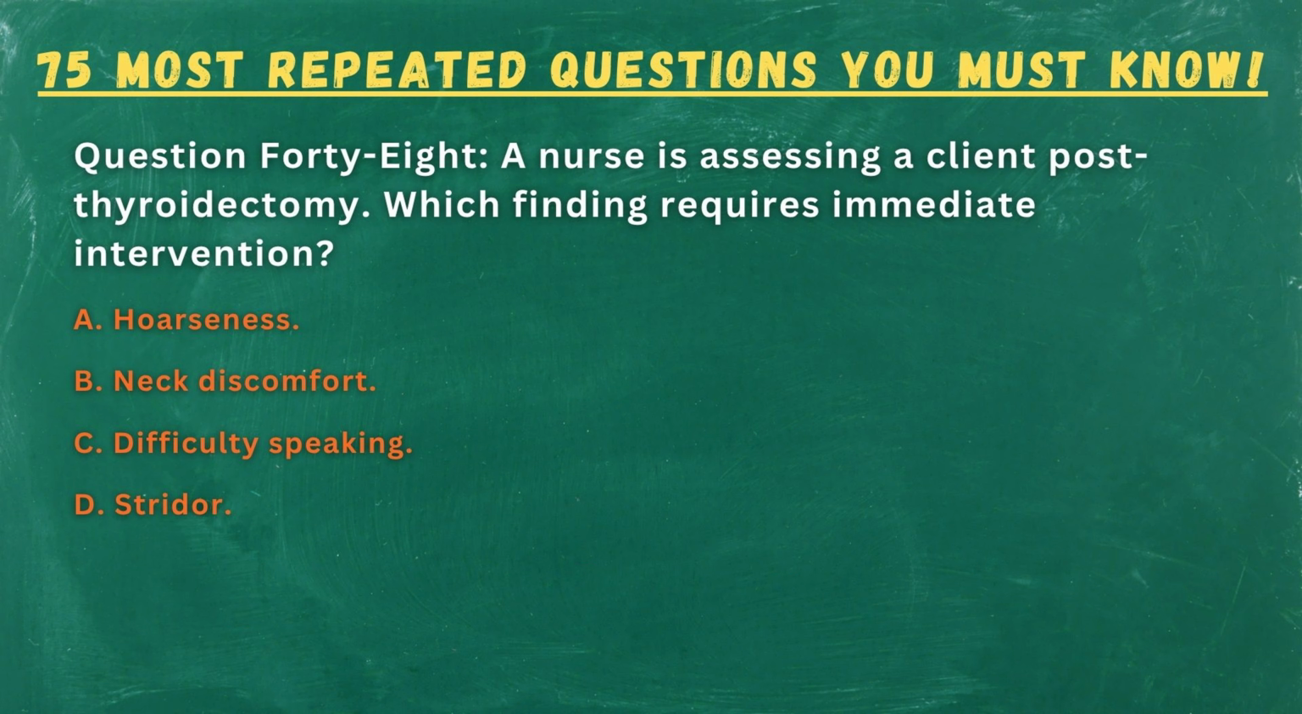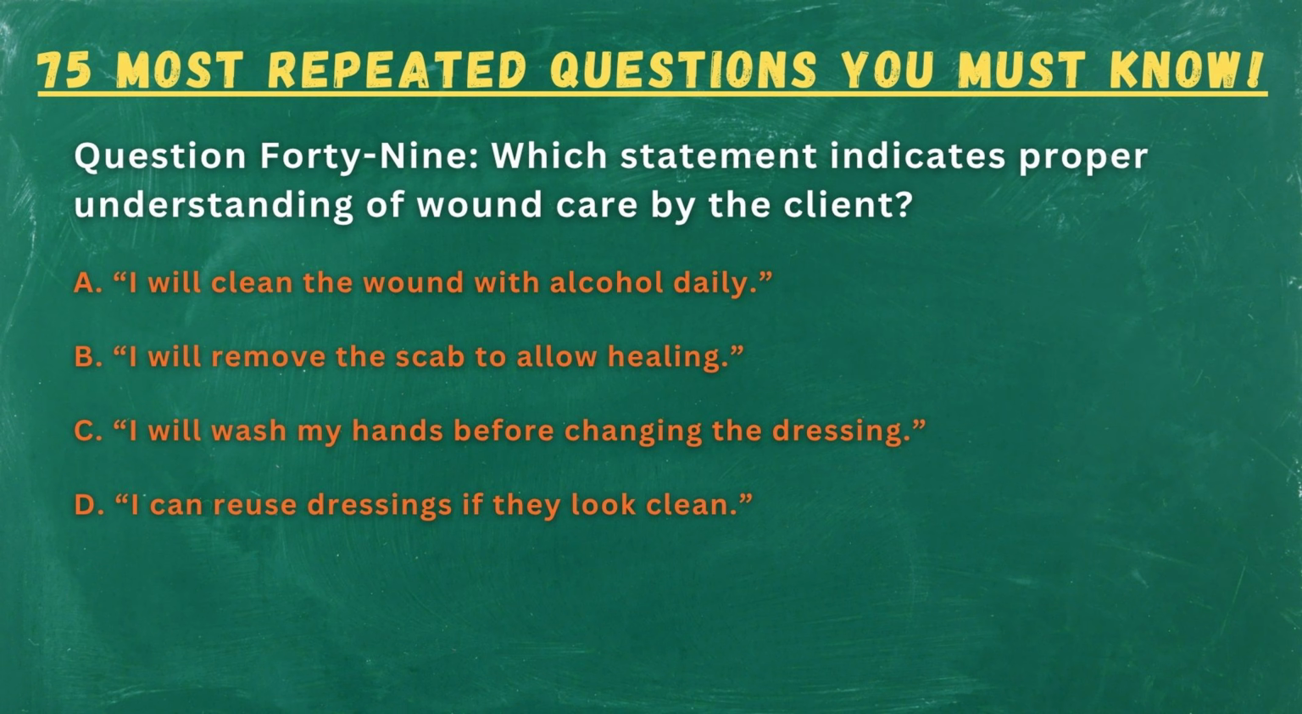Question 48. A nurse is assessing a client post-thyroidectomy. Which finding requires immediate intervention? A. Hoarseness. B. Neck discomfort. C. Difficulty speaking. D. Stridor. Answer, D. Stridor.